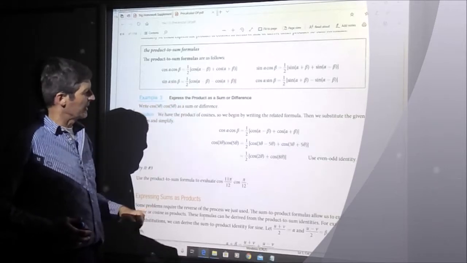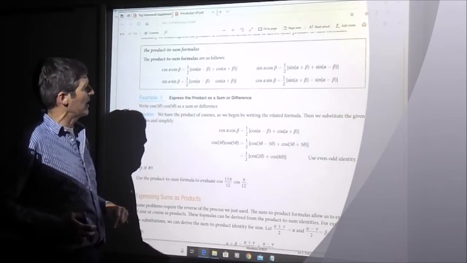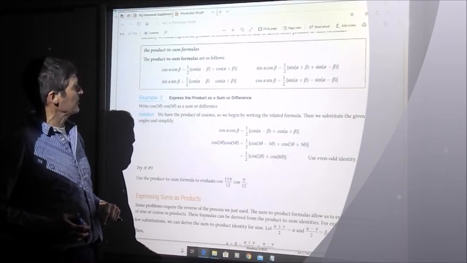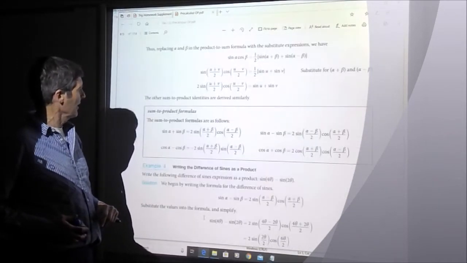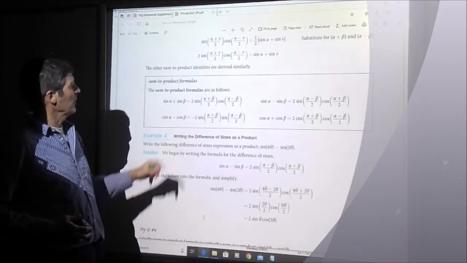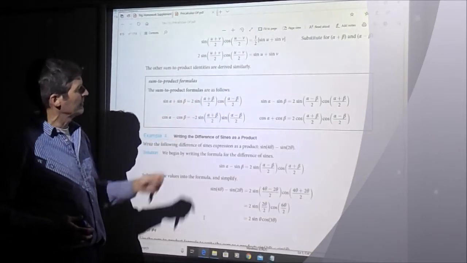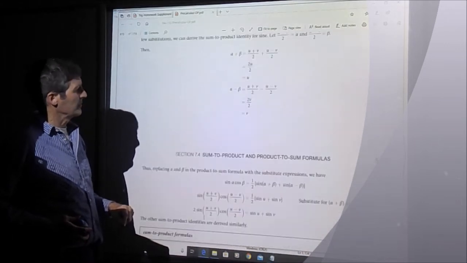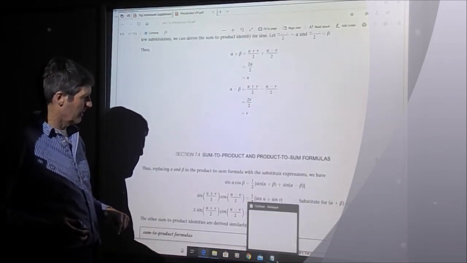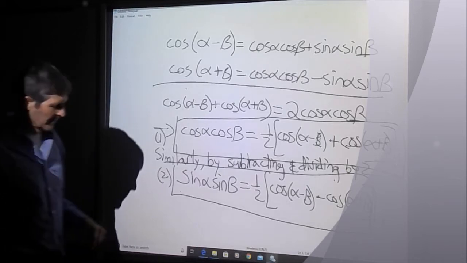Product to sum identities. Well, if you can turn a product into a sum, you'd think you must be able to turn a sum into a product, right? Well, if you try that also, you get these formulas. If you multiply those things through by 2, I should do that. Let's just do one of these.